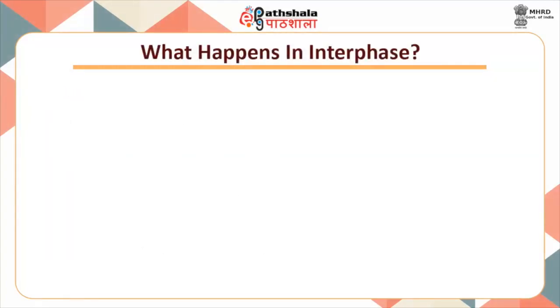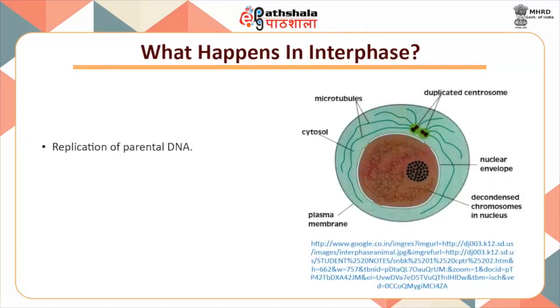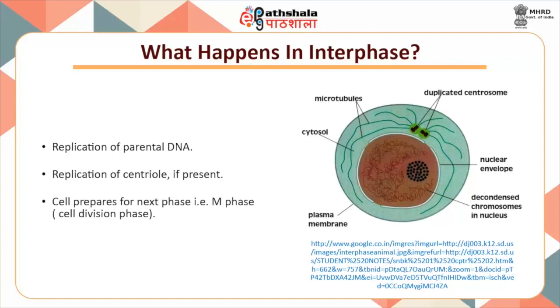Let's quickly summarize all the events occurring during interphase of the cell cycle. It involves replication of parental DNA and replication of centrioles if present. A few animal cells, like the early mouse embryo, and cells of higher plants lack centrosome, still all these can form a bipolar mitotic spindle. Ultimately, the cell prepares its machinery for the M phase, that is the actual division phase.